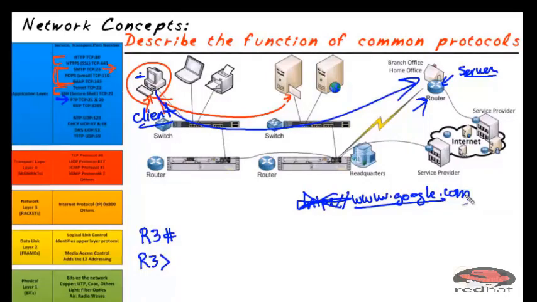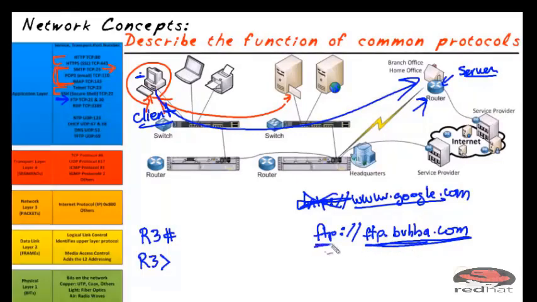And if you wanted to actually go to an FTP server, you could use ftp:// like that, and then the name of the site, like ftp.bubba.com, whatever the name of the server is. This is just what's called a fully qualified domain name. So for the ftp.bubba.com server, this says I want to use the FTP protocol, and you can still use your browser.